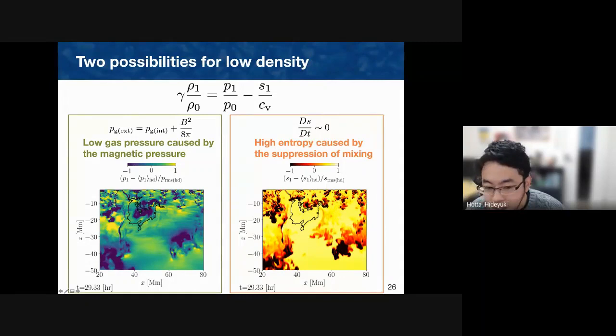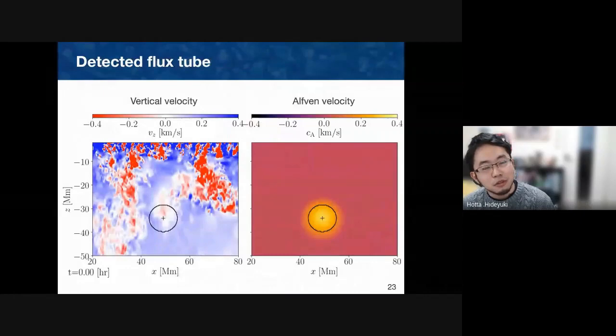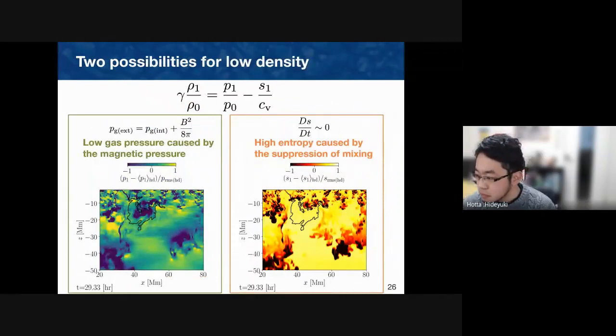So in our calculation, we don't have any explicit diffusivity. We only adopt the Matthias Lempel's, I don't know the name, flux slope limited diffusion, so only numerical diffusion is used. Okay.